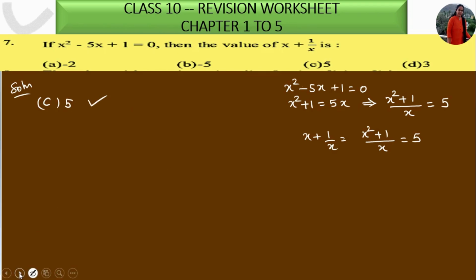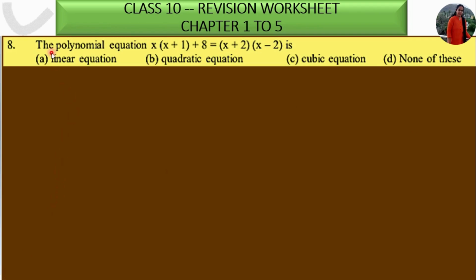So next question, eighth question. The polynomial equation x into x plus 1 plus 8 equal to x plus 2 into x minus 2 is dash. We have to solve this equation and find what type of equation it is. So what do you mean by linear equation? If the degree of the equation is 1, it is linear; if the degree is 2, it is quadratic; if its degree is 3, it is cubic. Let us check what type of degree we get.